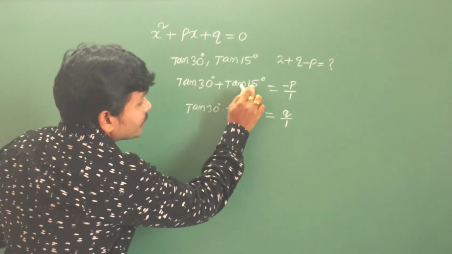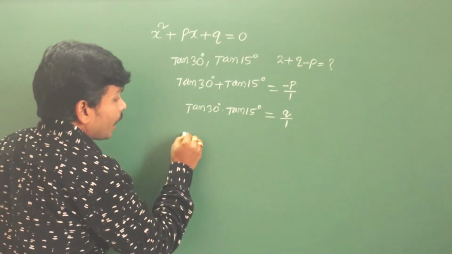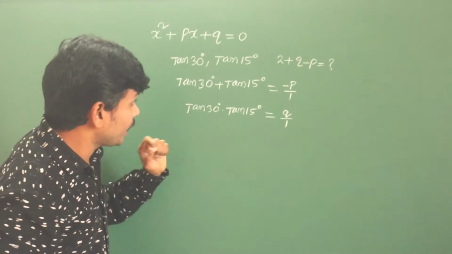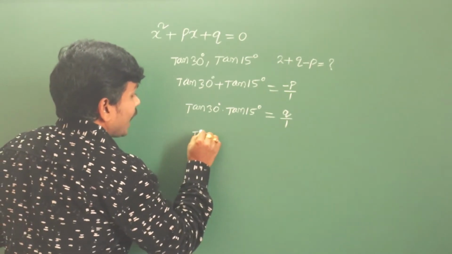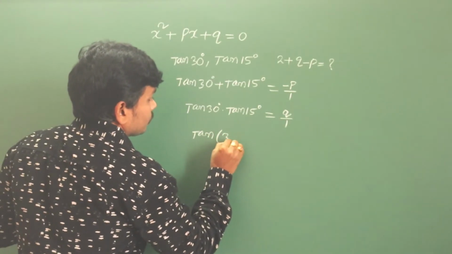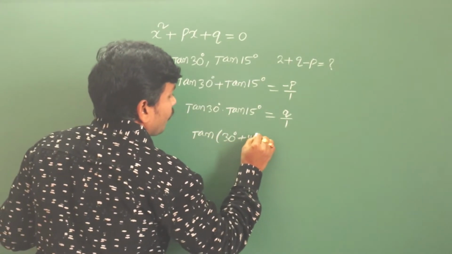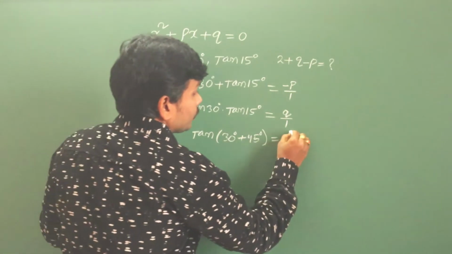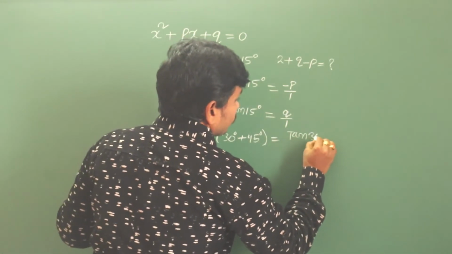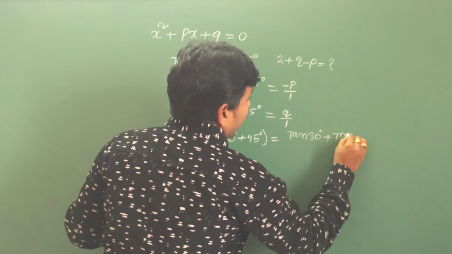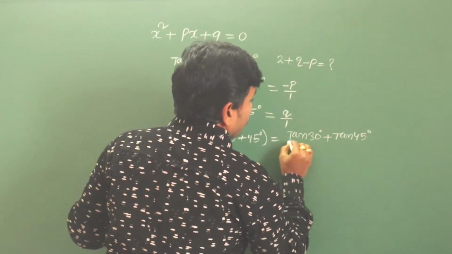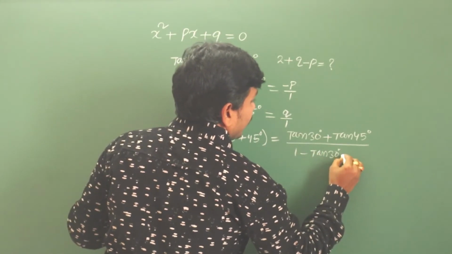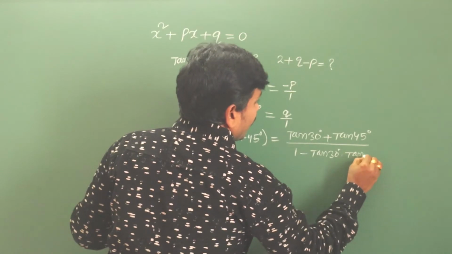Observe here, 30 degrees is there, 45 degrees is there. I am choosing, it is the intelligent step. Your intelligence is here only. So tell me, tan 30 degrees plus 45 degrees is equal to tan a plus b formula: tan a plus tan b by 1 minus tan a into tan b.